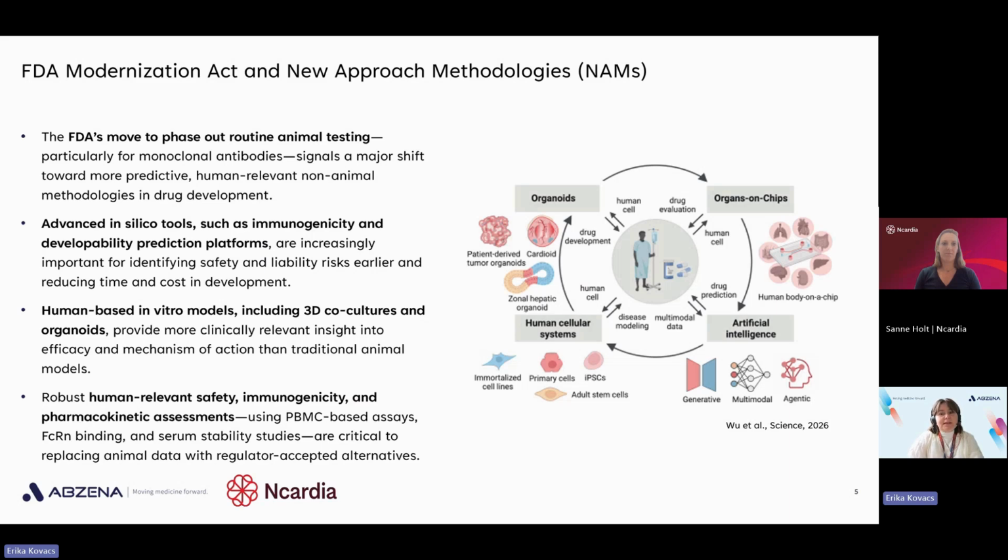So the alternatives that they suggest and that we are really working on providing for our customers is using advanced in silico tools. For example, Abzena has a tool for immunogenicity and developability assessments, and accompanying these is human-based in vitro models. These are typically more complex models, so 3D co-cultures, organoids, organs on chip type of assessments. And the final goal would be to provide a human relevant safety, immunogenicity, and PK assessment platform that is much more predictive than our current animal models.